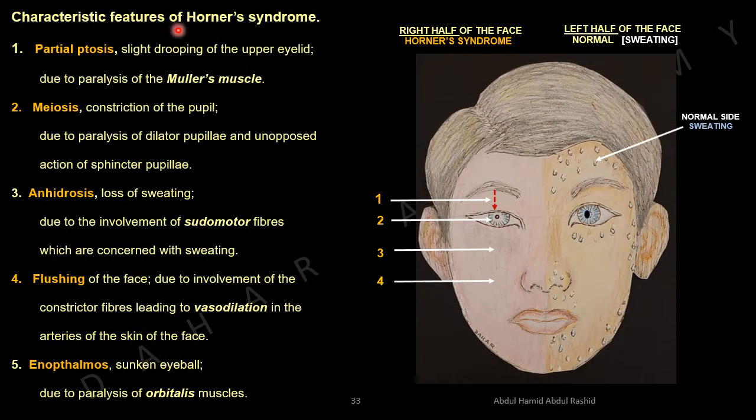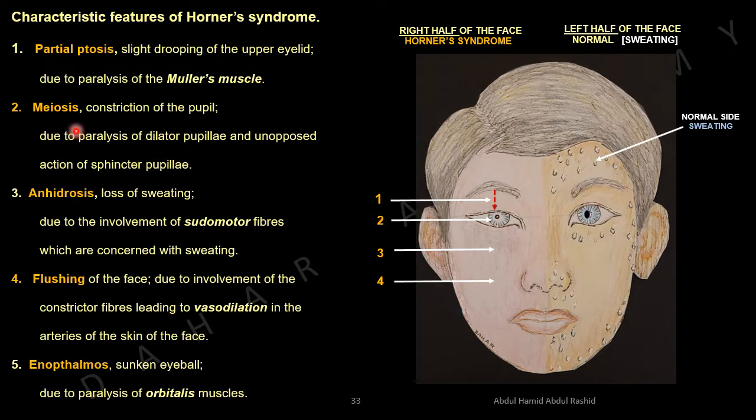Characteristic features of Horner syndrome. We have a diagram of the faces there. The right half of the face is the Horner syndrome side. The left half of the face is normal. So what will happen on the right half of the face? Number 1, partial ptosis, slight drooping of the upper eyelid due to paralysis of the Muller muscle. You can see here the upper eyelid is dropping a little bit lower than on the left side. This is the normal side.